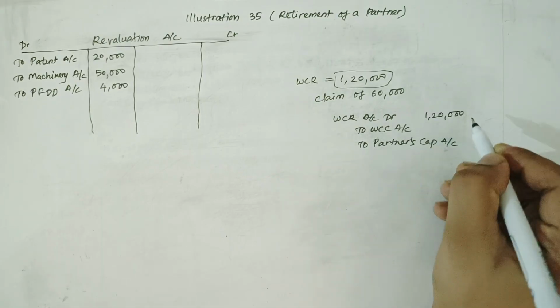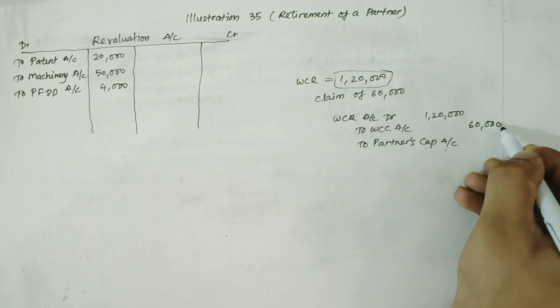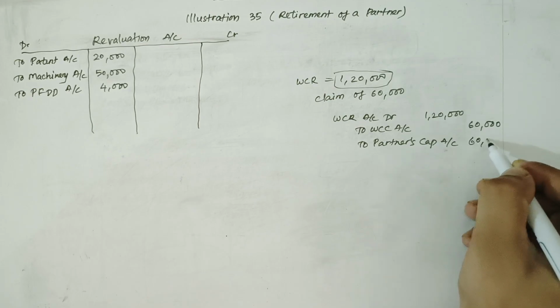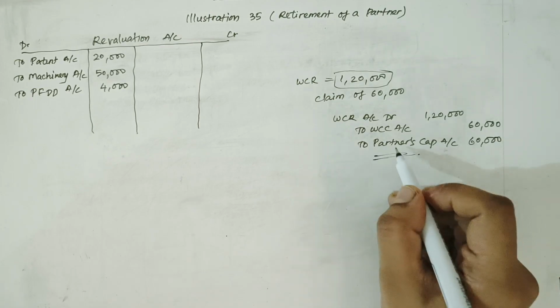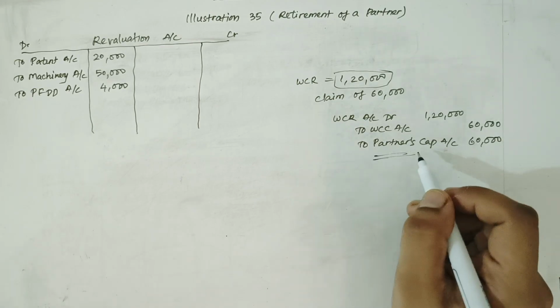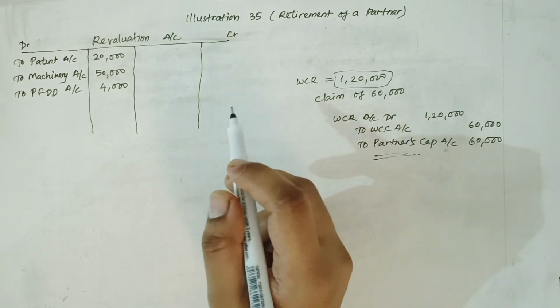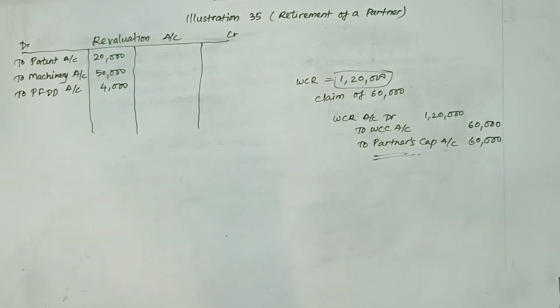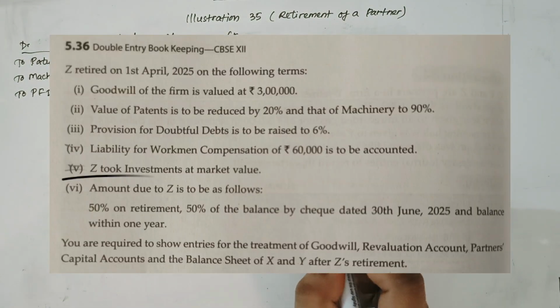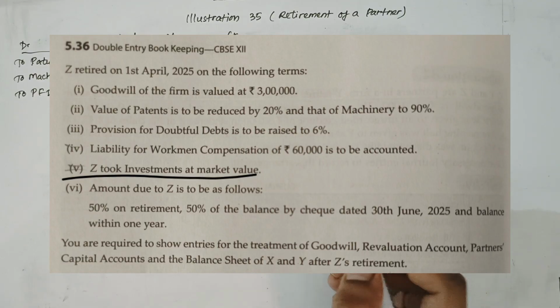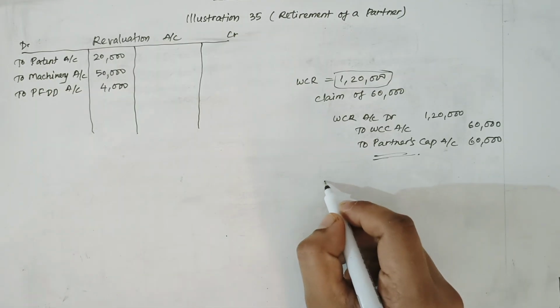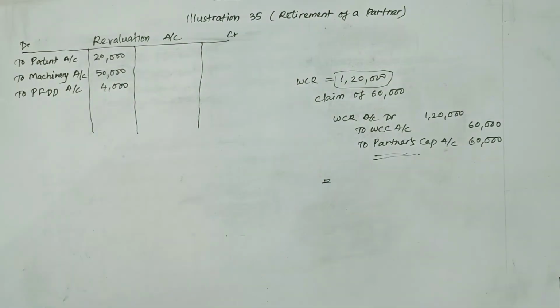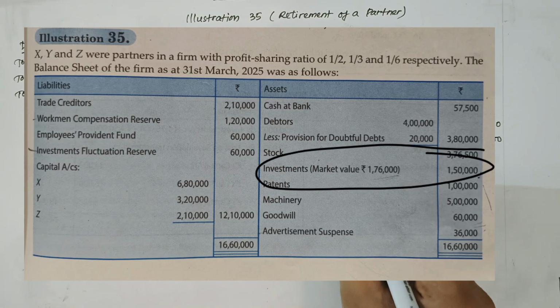1,20,000, 60,000 claim, and 60,000 to partners capital account. Partners are X, Y, and Z. So there is nothing to be posted on revaluation account. And the next one, Z took investments at market value. So in the balance sheet, the value of investment is 1,50,000 and the market value is 1,76,000.